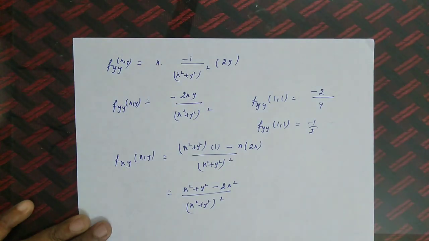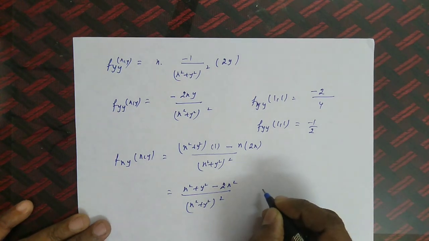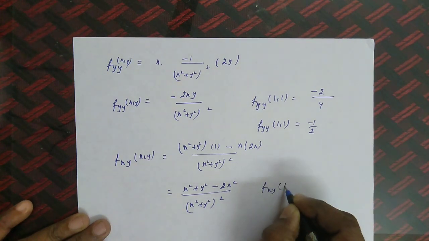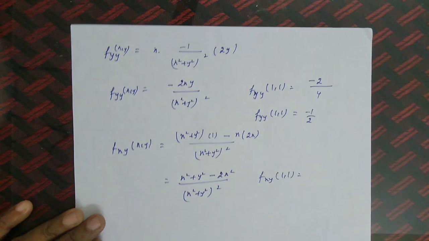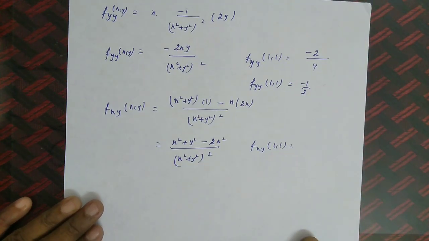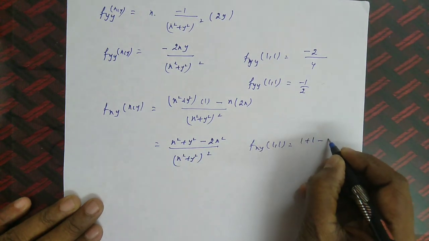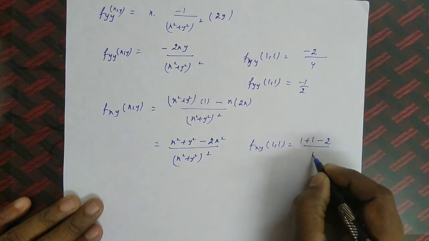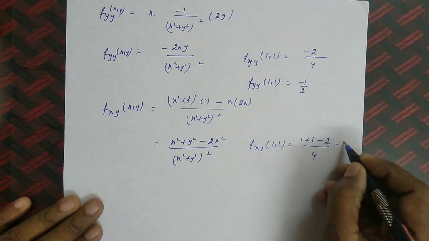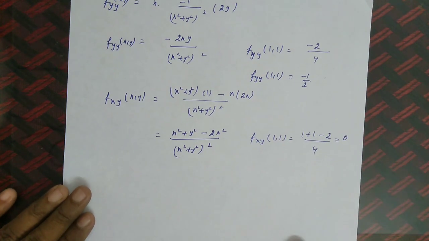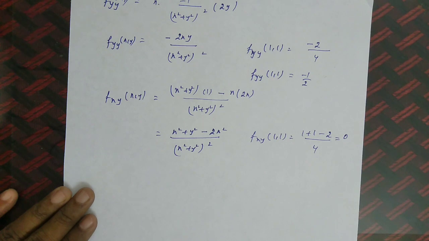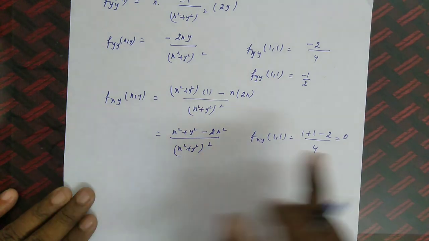So now we will substitute the point. Okay, so here what is the point? Point is 1 comma 1. So fxy at the point 1 comma 1. Okay, so what will happen? Fxy, here it is 1 plus 1 minus 2 divided by 4. So 2 minus 2, 0. Okay, 0 by anything, 0. So the second derivative fxy is 0.